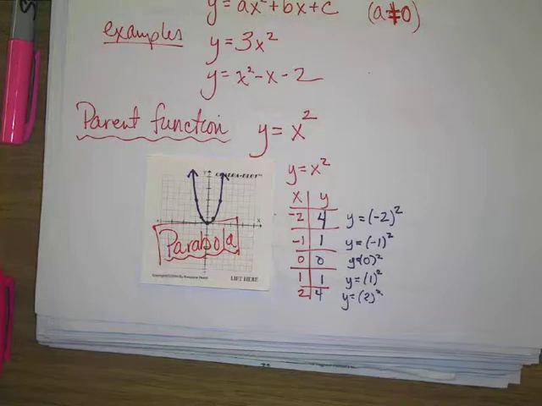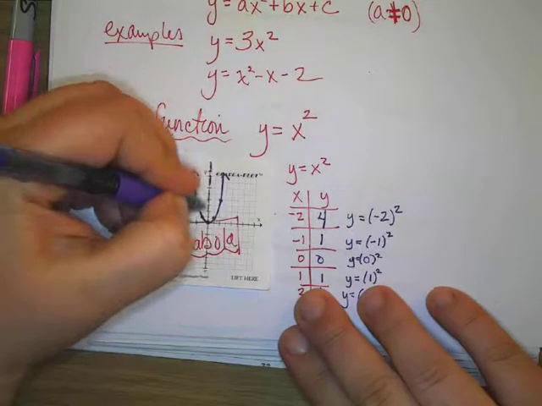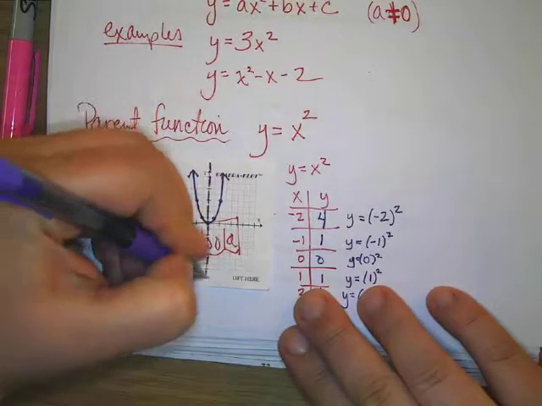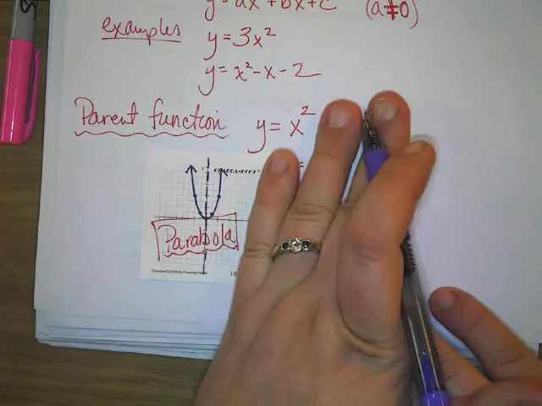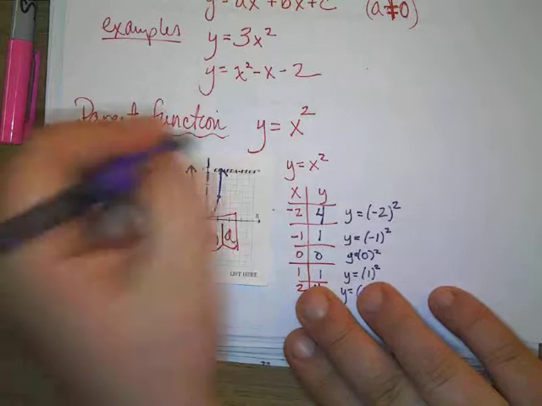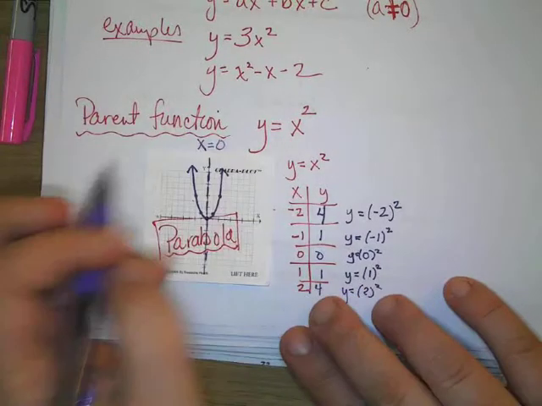And another really cool thing about parabolas is they have something called the axis of symmetry. And what that means is if I drew a vertical line right here, what's true about the left side and the right side? They're equal. They're the same, right? So if I actually folded it over, they would land on each other. This vertical line, in this case, for the parent function, it's x equals 0.